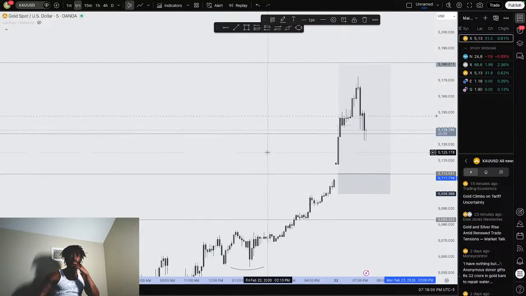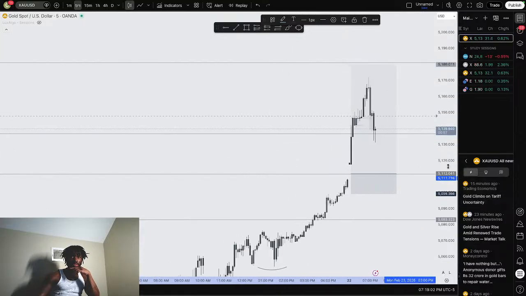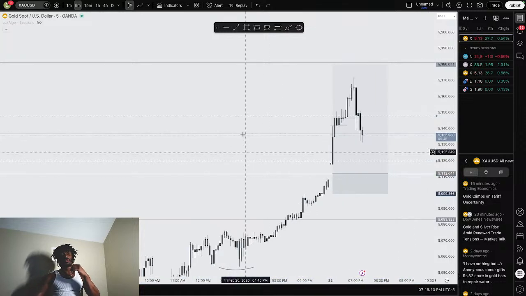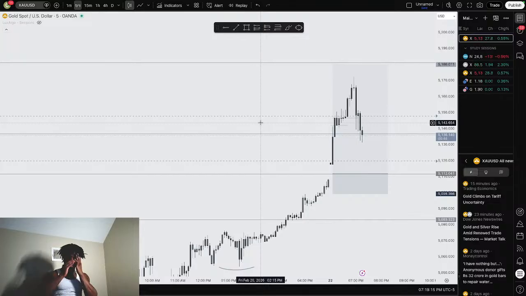So what I'll do is set an alert at 51.20. Now that I have my alert set, all I have to do is just wait, and whatever time the market gives me the setup, then I will take it.